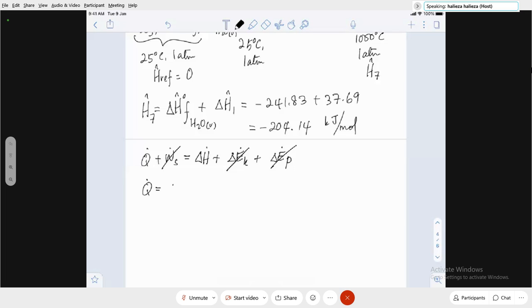So your final equation is going to be your heat loss or heat gain is equal to the change in enthalpy. Since you're going to use the heat of formation, that is just the outlet, the sum of the product of your molar flow rate with the corresponding specific enthalpy, minus the inlet, the sum of the product of your molar flow rate and the corresponding enthalpy.